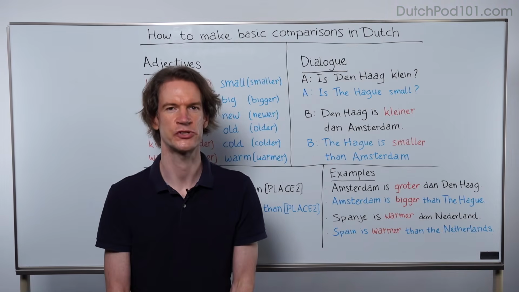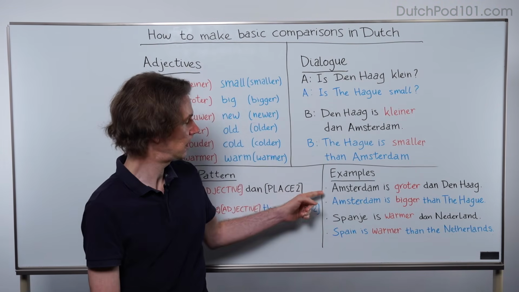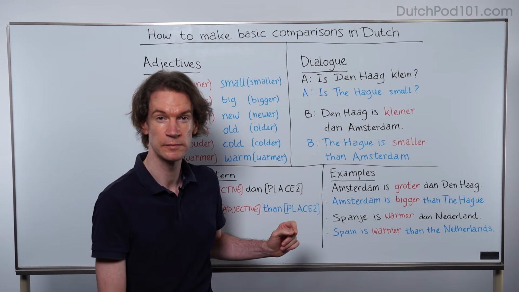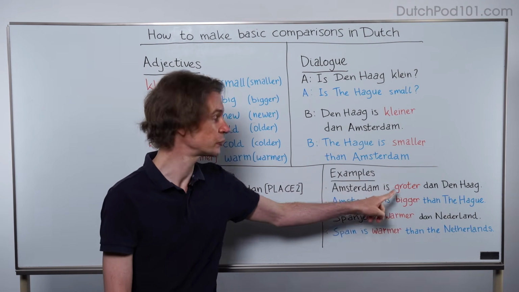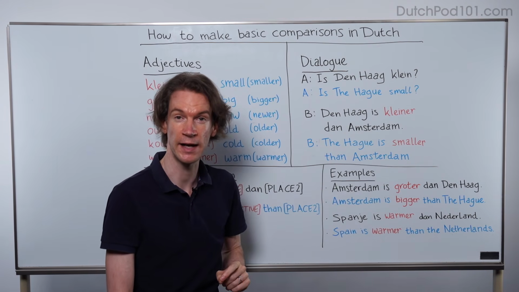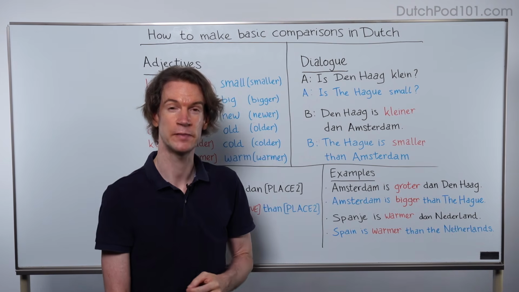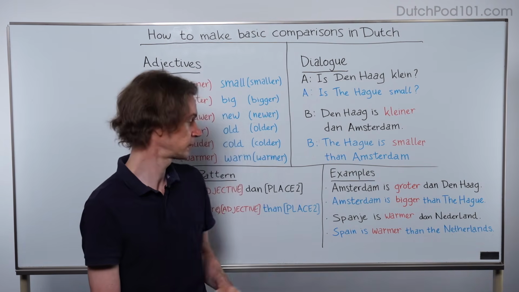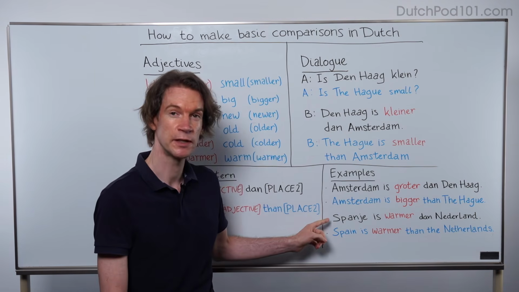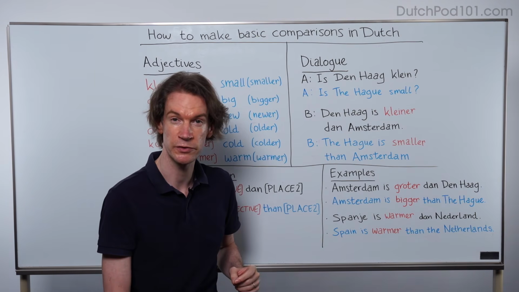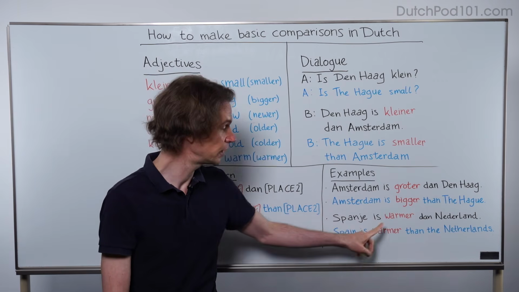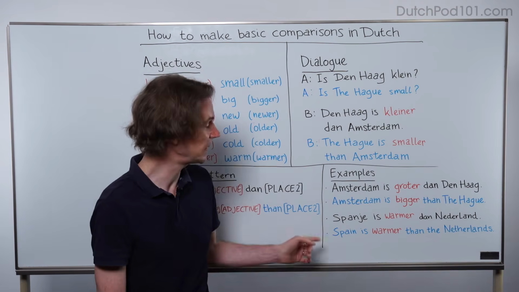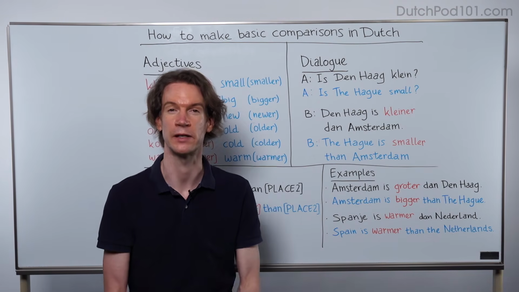Now let's look at some more examples. Amsterdam is groter dan Den Haag. Amsterdam is bigger than The Hague. Next one. Spanje is warmer dan Nederland. Spain is warmer than the Netherlands.